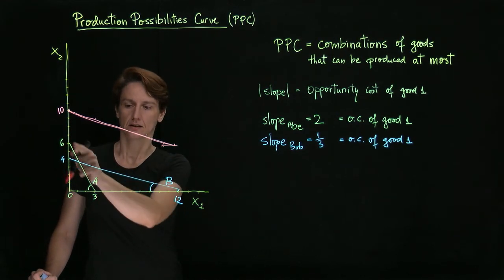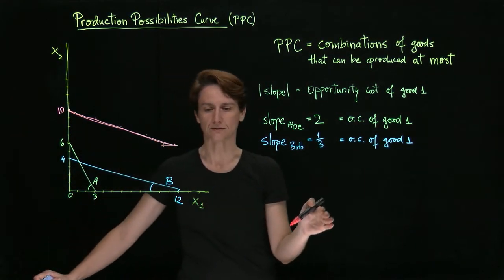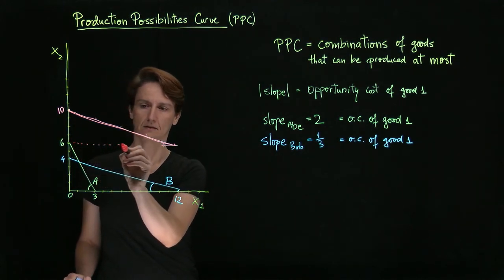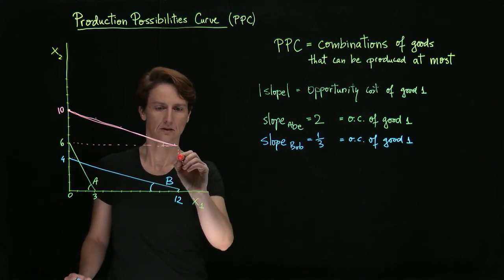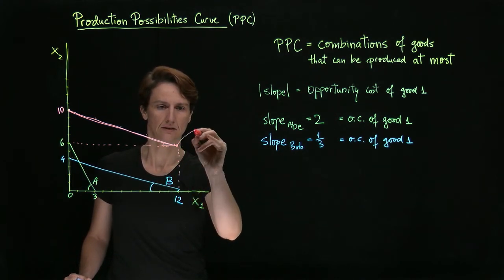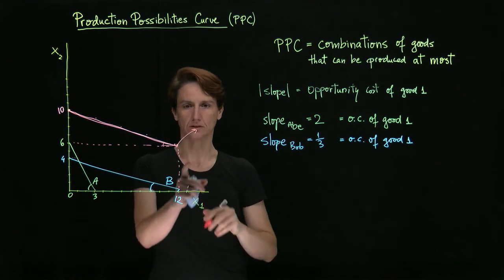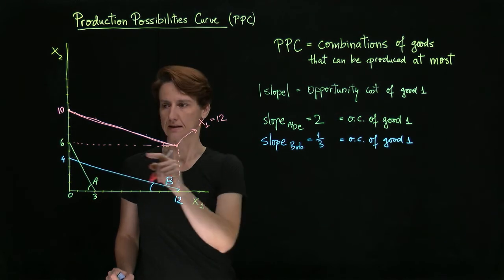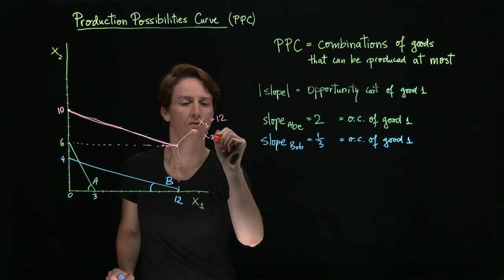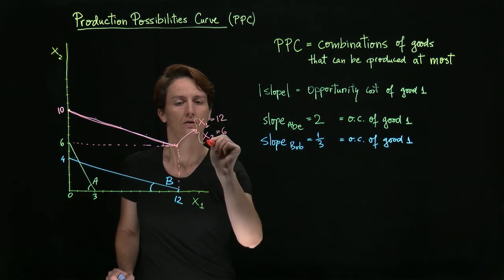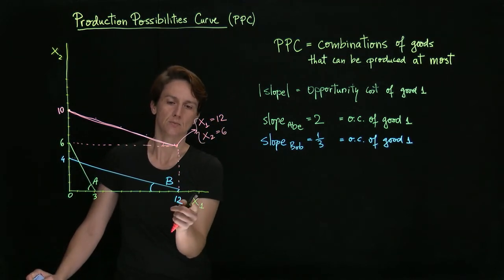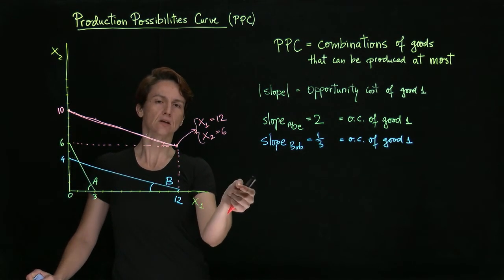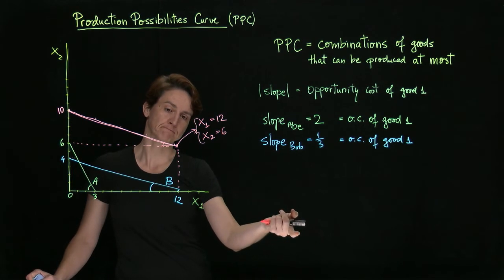After that, we'll have Abe come in and start to make good 1 if they need even more. So let me trace these dotted lines just to emphasize the coordinates of this point. This is where they're making 12 units of good 1 and 6 units of good 2. So at this point, Bob is fully specialized in good 1 and Abe is fully specialized in good 2. So they each get to make only the good they're relatively better at.